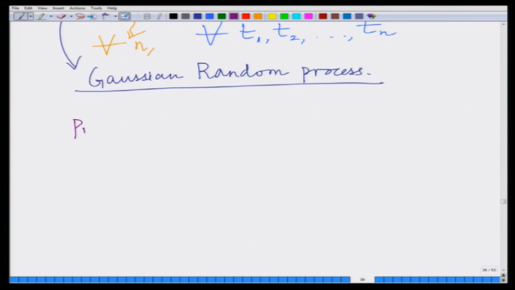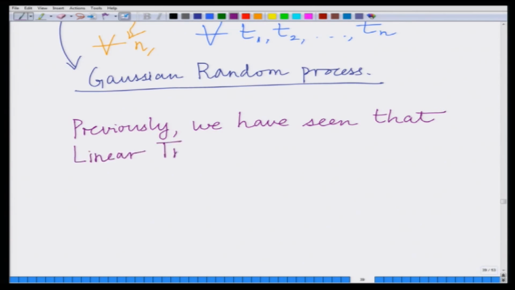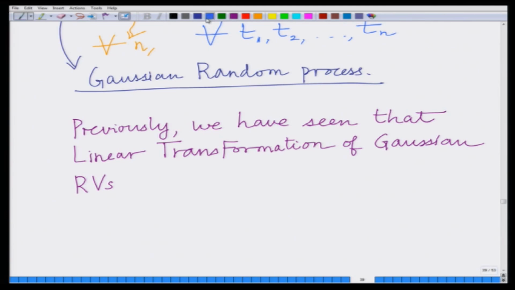We have seen previously that a linear transformation of Gaussian random variables leads to another Gaussian random variable. We had seen this not in the context of a random process, but in the context of random variables.